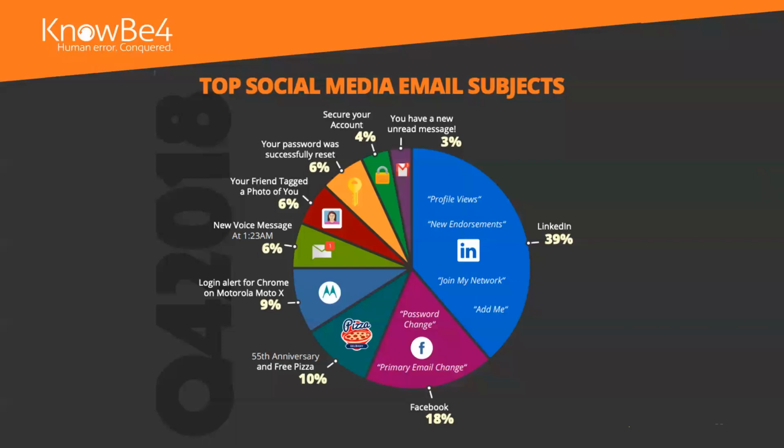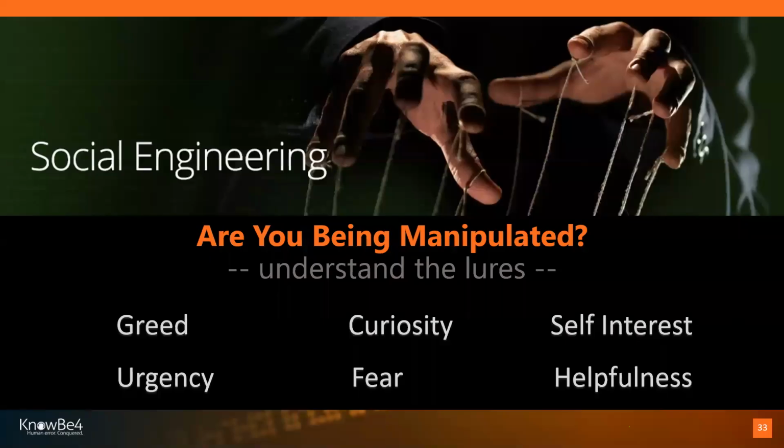For me, the 55th anniversary and free pizza one would get me every stinking time, right? We actually find that food-based ones get people to let their guard down, and they click quite a bit. Same with gift cards. So what we need to understand is, are we being manipulated? This is where we defend against these sorts of things, and we have to be able to recognize that. So to do that, we have to understand the lures. What are they using? What are they doing?